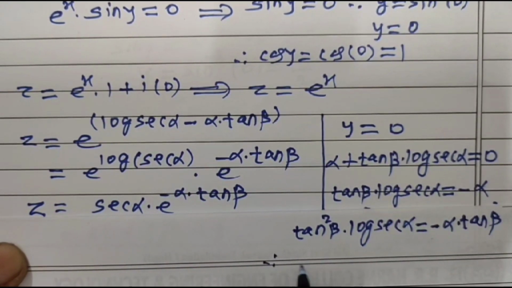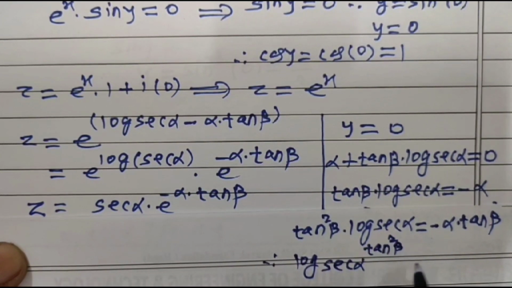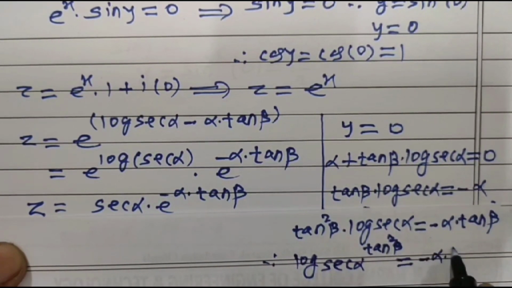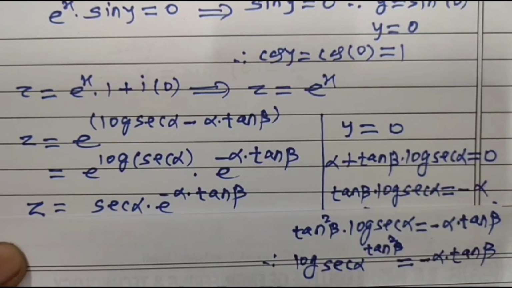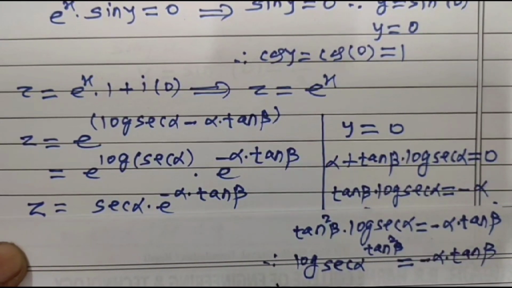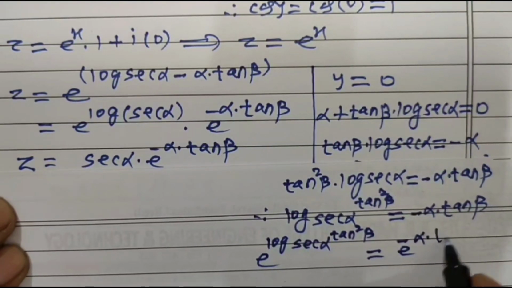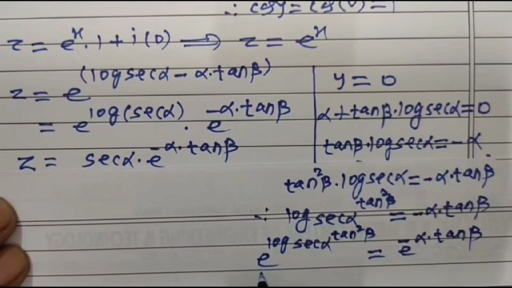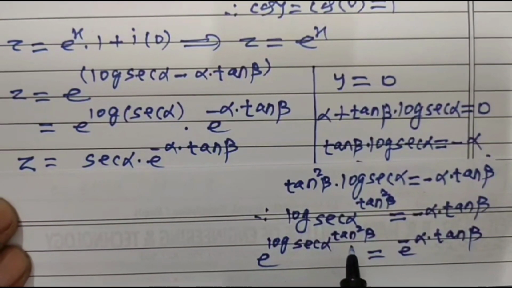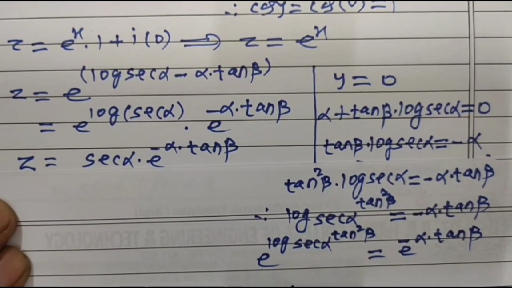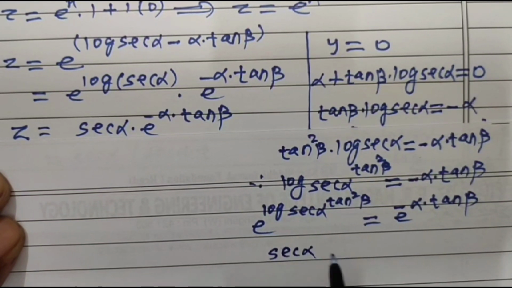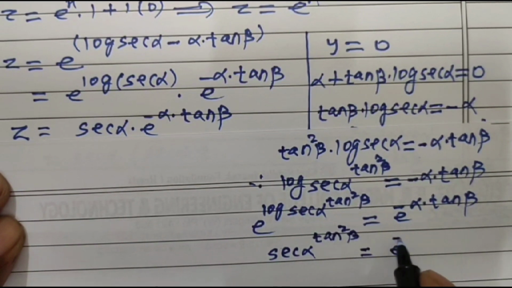So we can write logarithm of sec alpha to the power tan square beta. This is equal to minus alpha into tan beta. Take exponential on both sides, hence e to the power log of sec alpha to the power tan square beta is equal to e to the power minus alpha into tan beta. Now on the left hand side, e and log get cancelled, and the left hand side becomes sec alpha to the power tan square beta. And this is equal to e to the power minus alpha into tan beta.